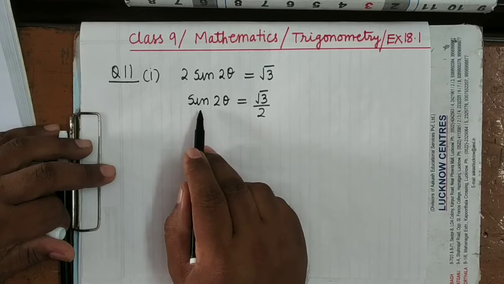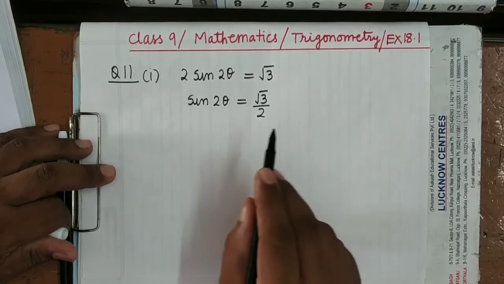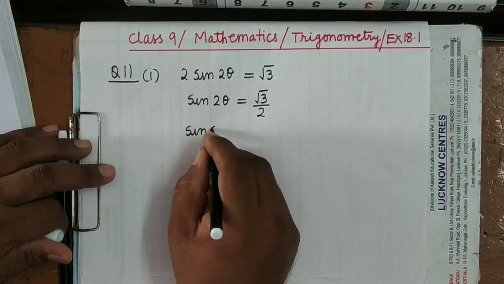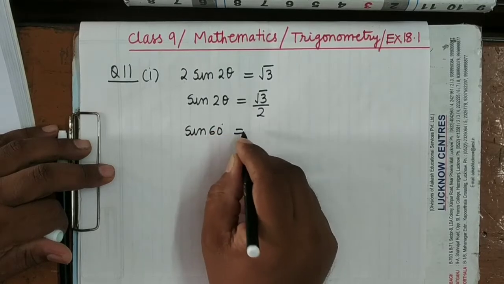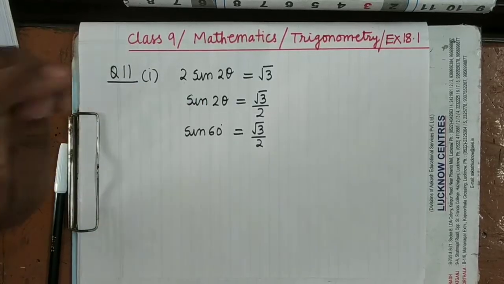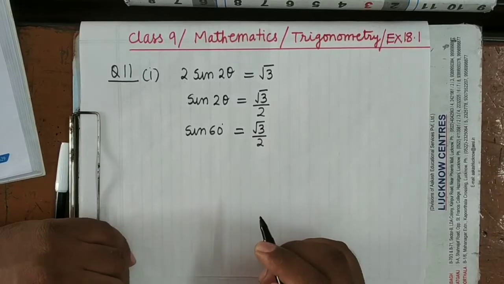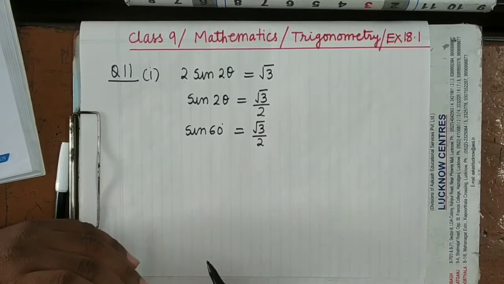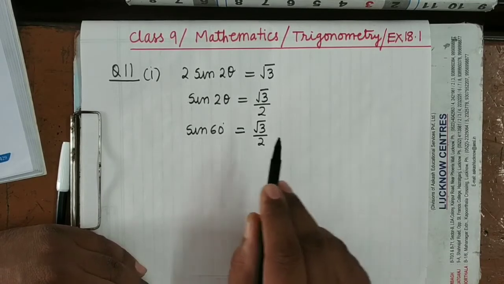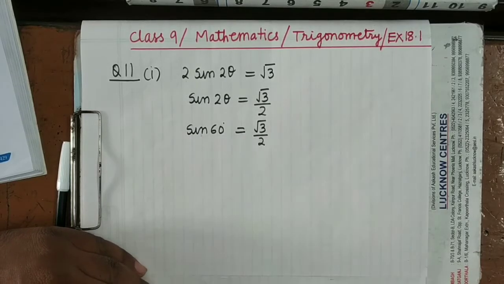Now for which angle is sine root 3 upon 2? Here you can see sine 60 degree is root 3 upon 2. Here you have to determine 2 theta. So you have got sine 2 theta equals root 3 upon 2. Now see from the table and find out for which angle sine is root 3 upon 2. So sine 60 degree is root 3 upon 2, so you have written here.